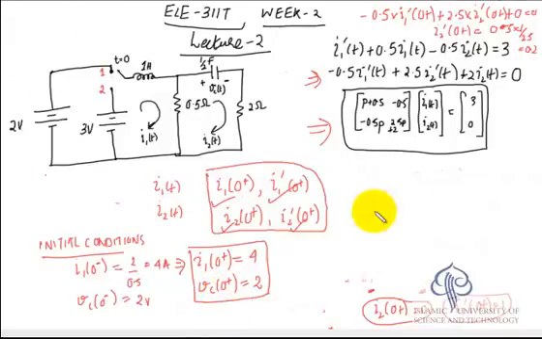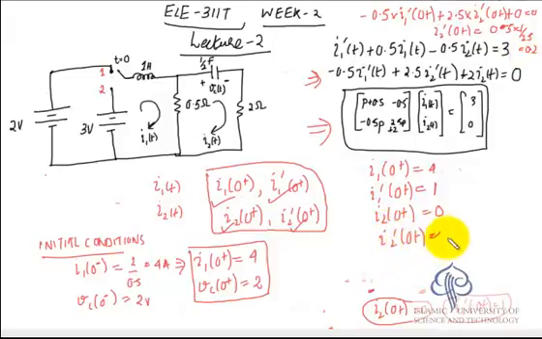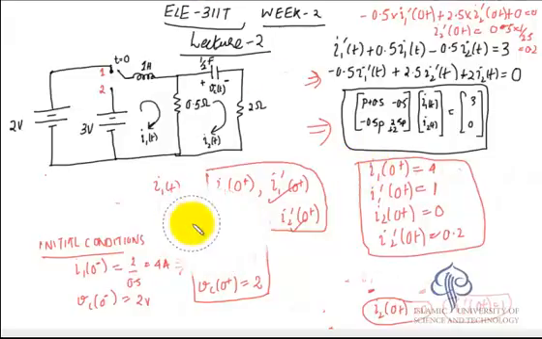So let me write down the initial conditions. I1 0 plus we have seen is 4. I1 dash 0 plus we have seen is 1. I2 0 plus we have seen is 0, and I2 dash 0 plus we have seen is 0.2. So these are the 4 initial conditions, and this is all the information that we need to solve the differential equations.